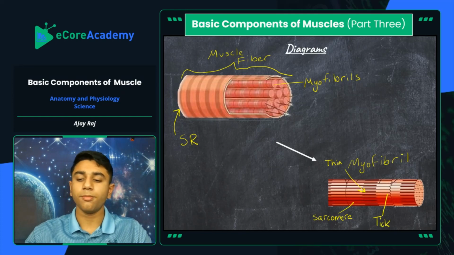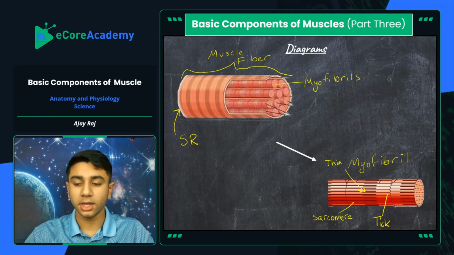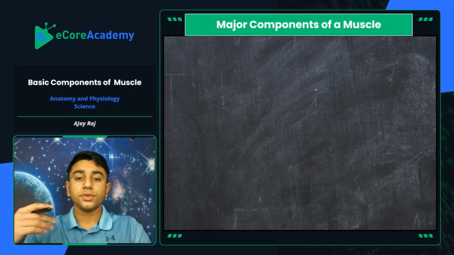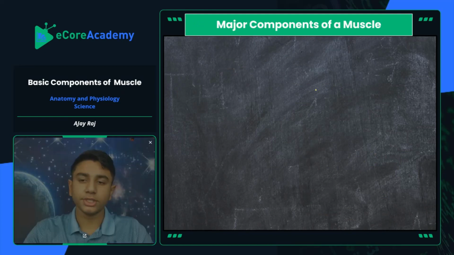And then, of course, they all encompass together. They make up your myofibril, which then makes up your muscle fiber. And I'll talk about what this actual surrounding piece right here is in the upcoming slides. So now let's continue with the major components of a muscle.